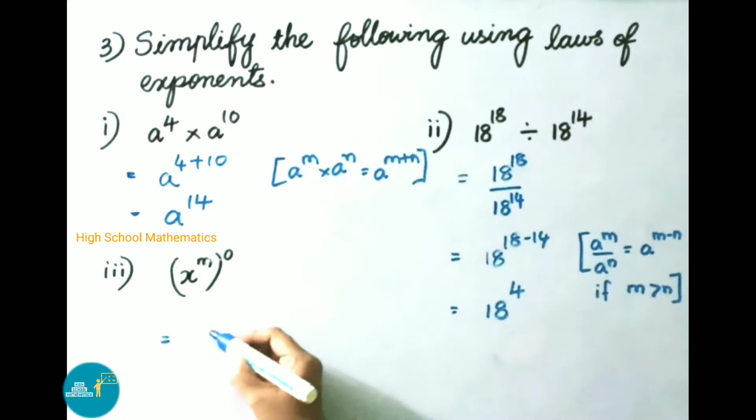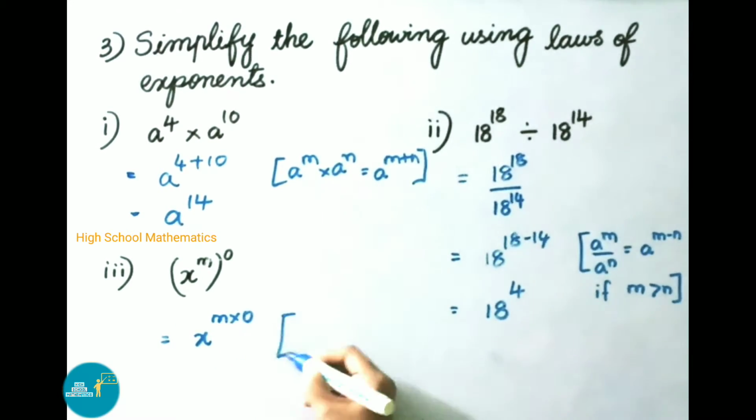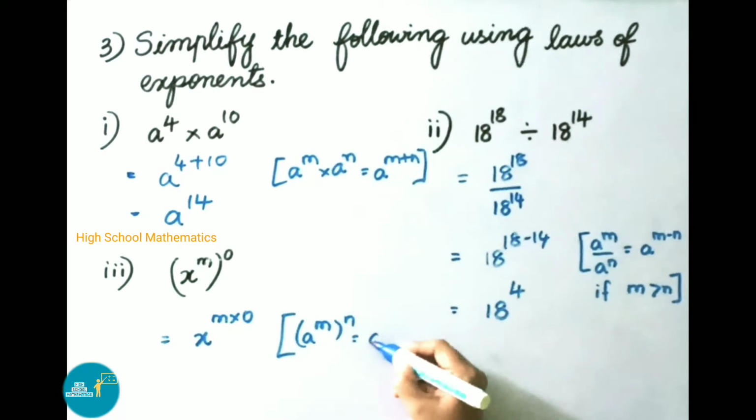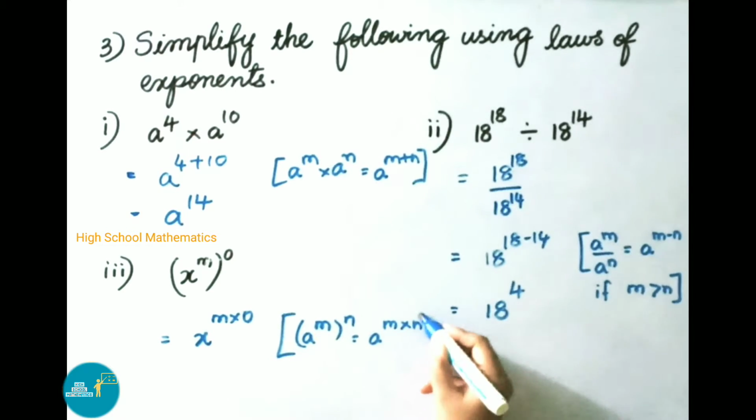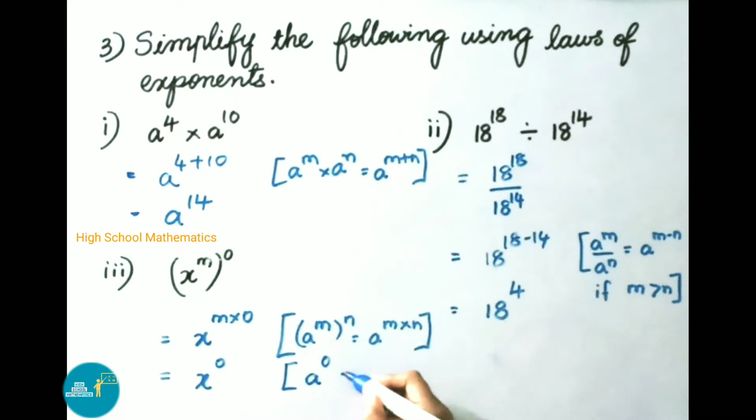That equals x power m into 0. Why? Because it is looking like the formula (a power m) whole power n equals a power m into n. So we have written this (x power m) whole power 0 as x power m into 0. That equals x power 0, since m into 0 means 0. We know the formula a power 0 equals 1. So the answer for x power 0 is 1.